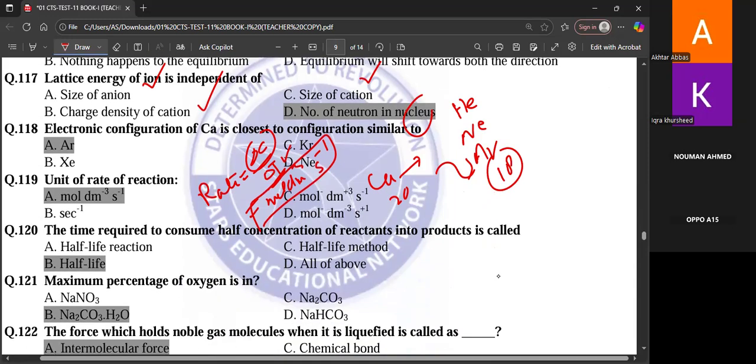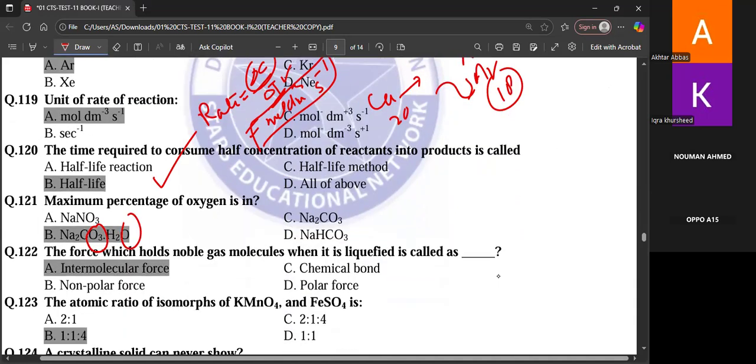The time required to consume half of the reactant is also called half-life. Maximum percentage of oxygen in: you know that there are 4 oxygens present in the molecule. In the other compound there are only 3 oxygen atoms. So the mole percentage of oxygen is highest in beta.